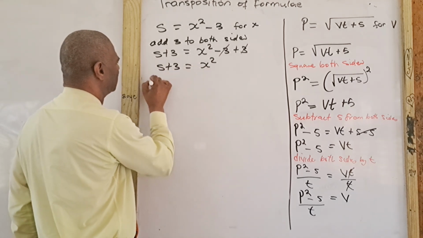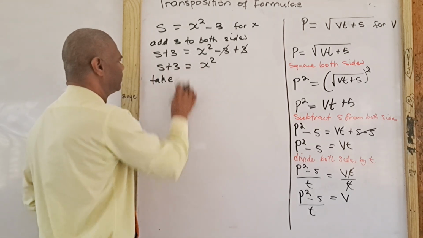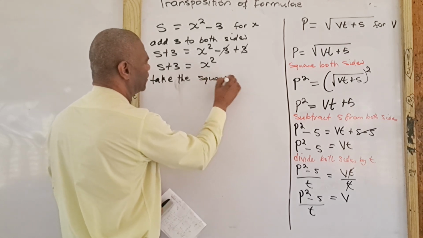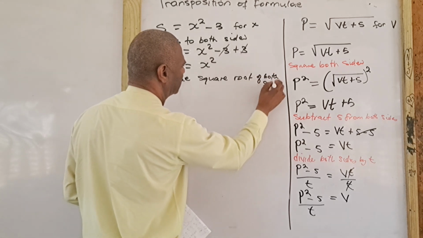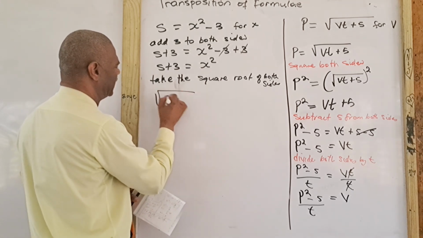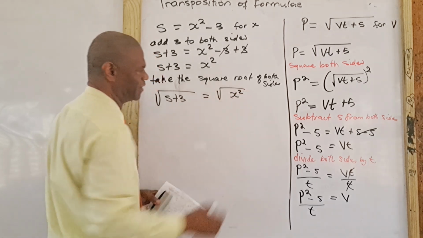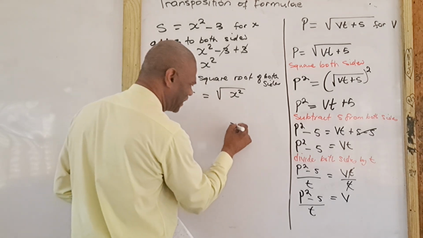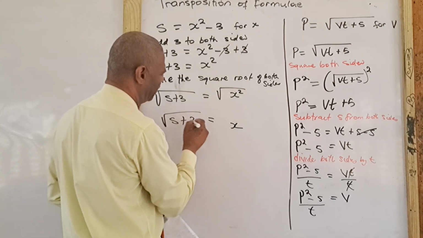So we take the square root of both sides. We now have the square root of s plus 3 equals the square root of x squared. Now the square root of x squared would be x, so x equals the square root of s plus 3.